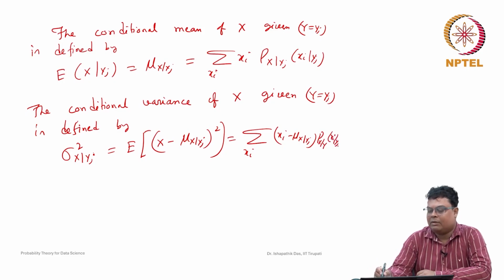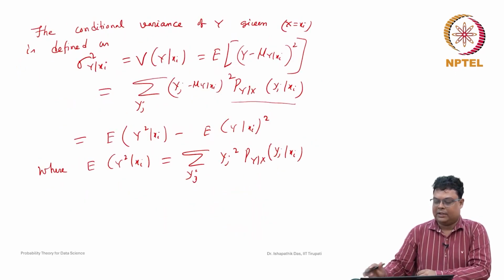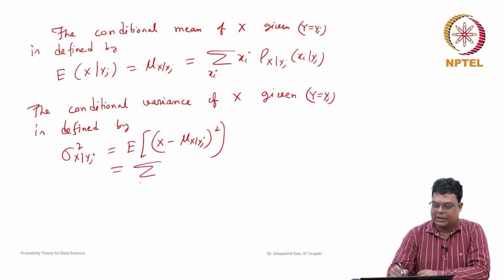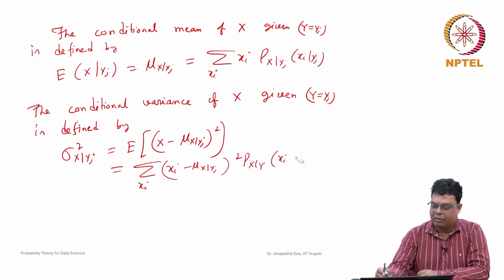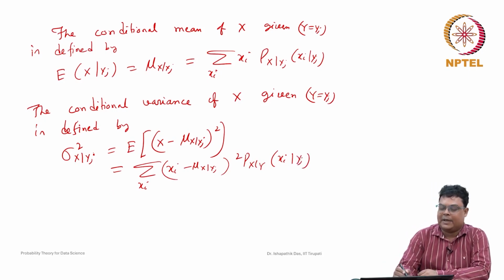So just I have written here, you can check, it is very similar to this expression. Or we can again write this, because due to space I have to compromise. So this is equal to the summation over all possible values of xi, xi minus mu of x given yj whole square multiplied by the conditional probability mass function of x given y, xi given yj. So note that this yj is fixed here. Similarly, in the previous cases xi was fixed. Here, given a yj, that's why yj is fixed, some possible value in the range. This is the definition.